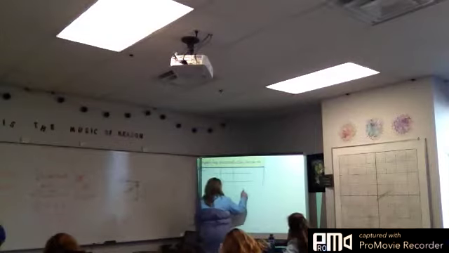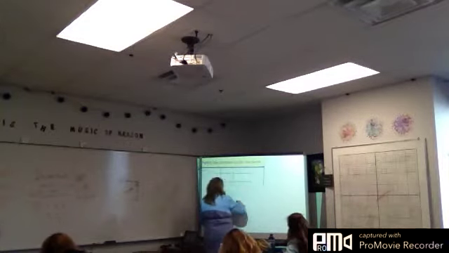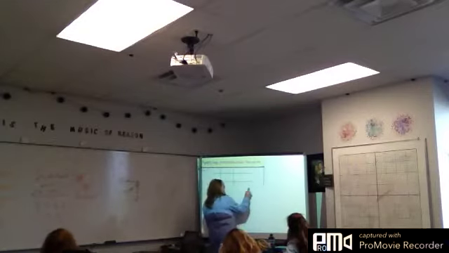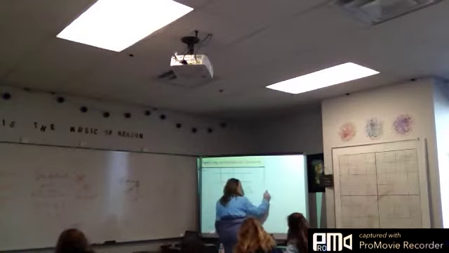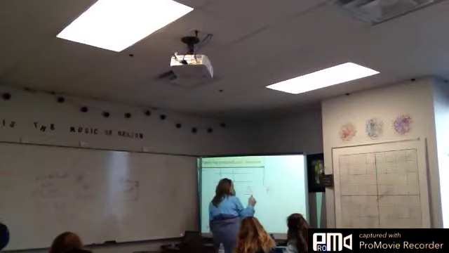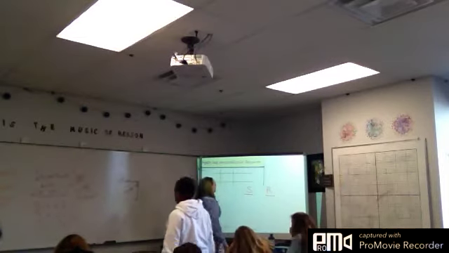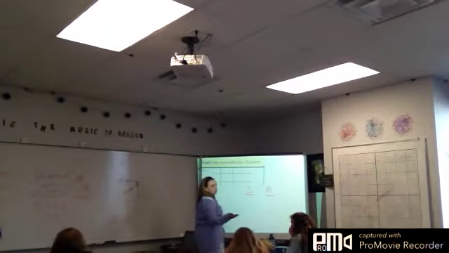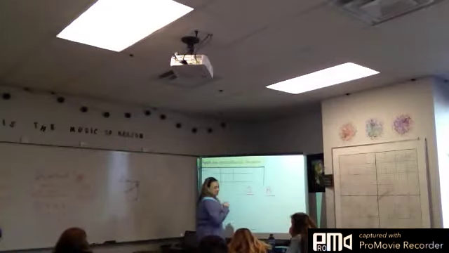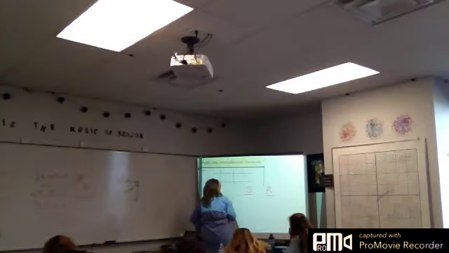Wait, does that top left one have a square in it? There's a 90 degree here, here, and here, but not the top left one. Okay, so there are no arrows, so we don't know that they're parallel, but can we prove that they're parallel? How? The corresponding angles converse.